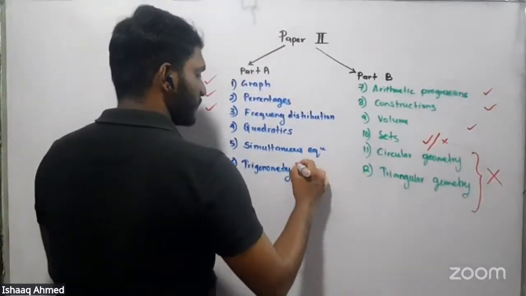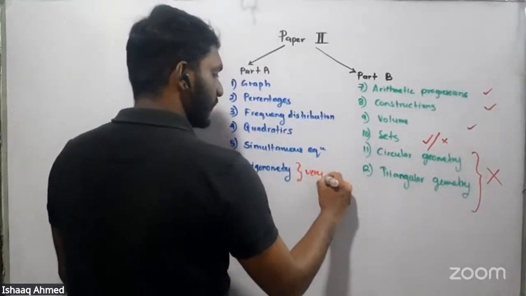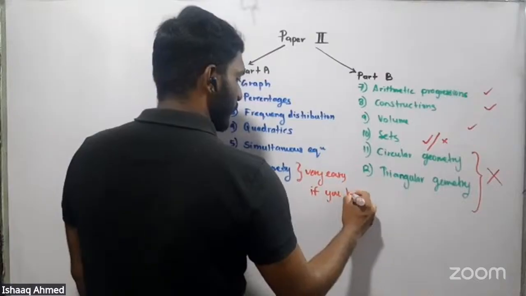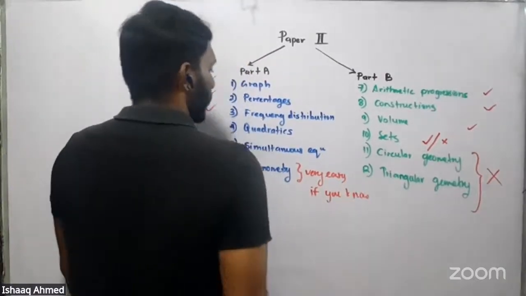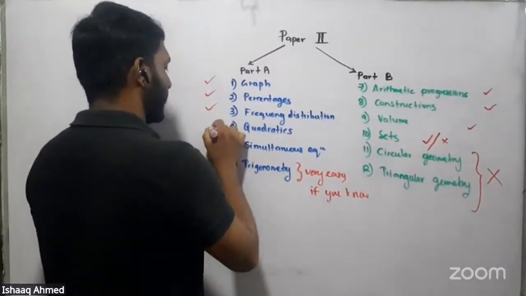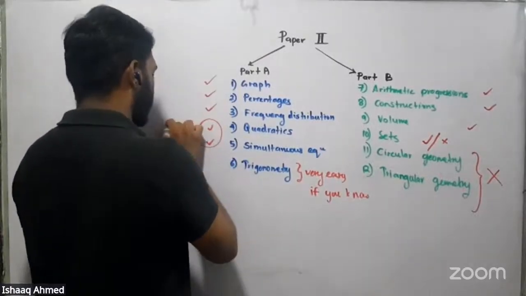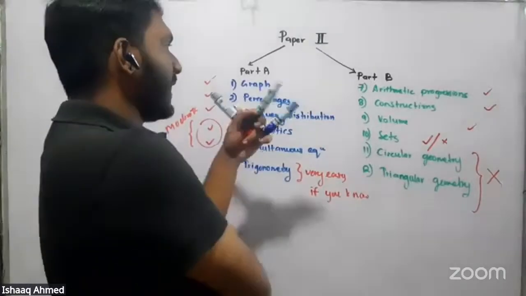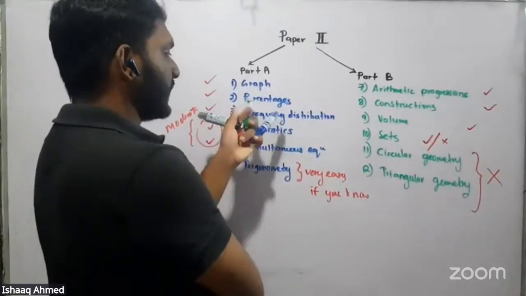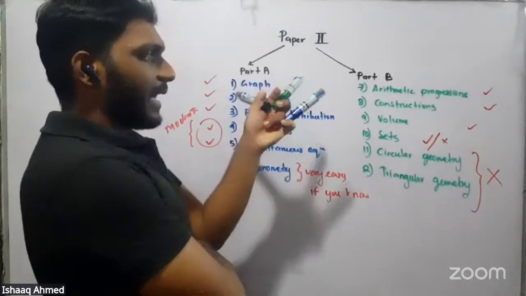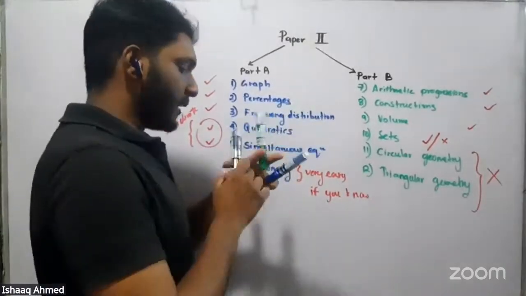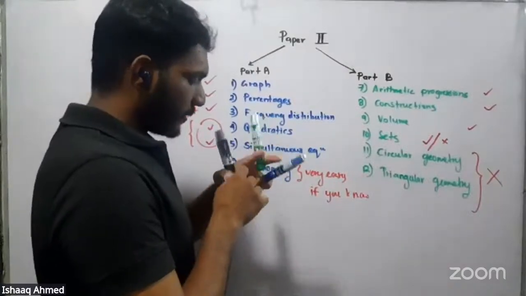Trigonometry is very easy if you know the theory. Simultaneous quadratics are moderate. So we'll start with these three: graph, percentage, and frequency distribution. And then we will do others here and there. I'll choose the questions that are mostly requested by y'all and which are mostly difficult.